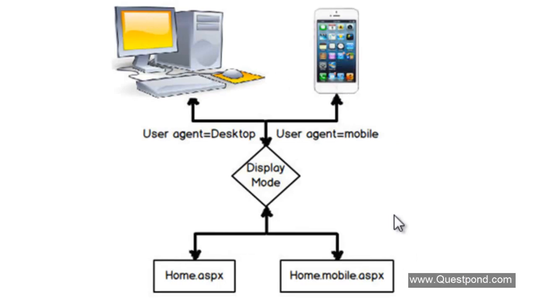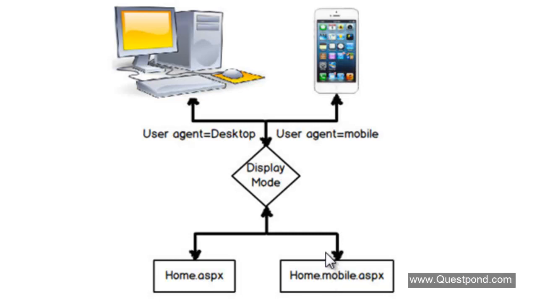And that's exactly where this MVC display mode comes into the picture. So what happens is, when a user sends a request to the MVC application, it uses the user agent variable to detect if this is a desktop or a mobile. If this is a desktop, it will send him to home.aspx. If this is a mobile, it will search for a .mobile.aspx extension and render that page. In case you are using Razor, then the page names will be home.cshtml and home.mobile.cshtml.